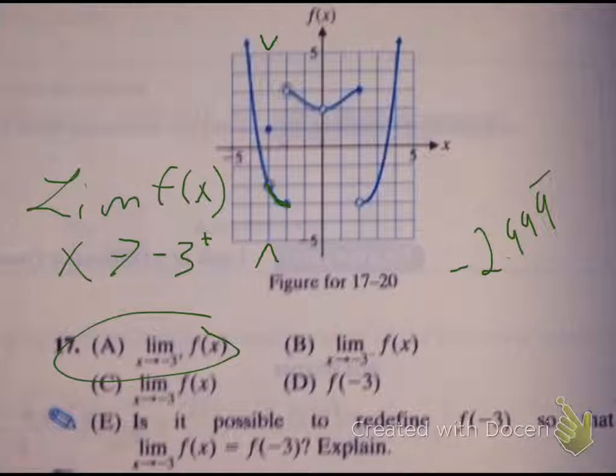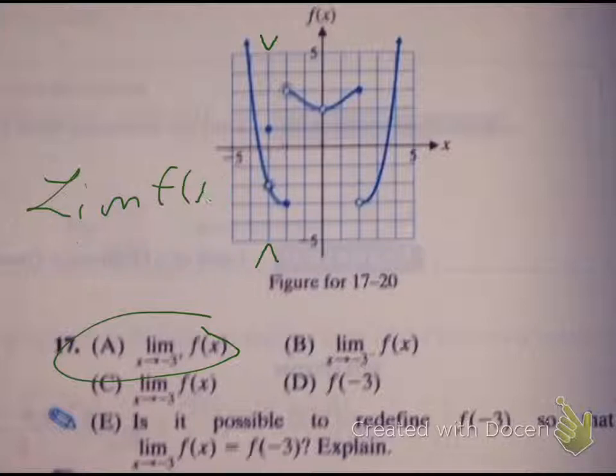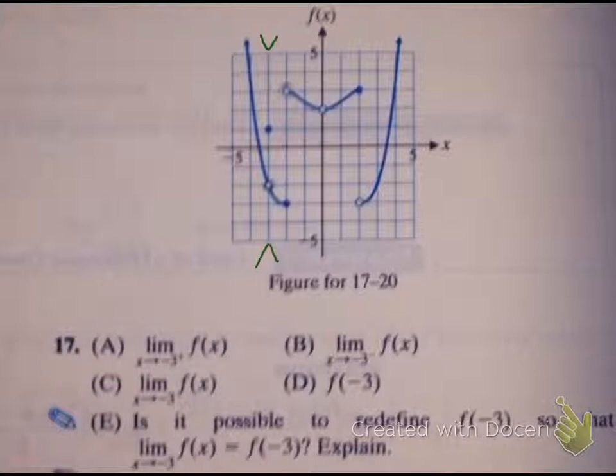But for the limit, we say as close as we possibly can would probably be approximately right here, which on the y-axis is down 0, 1, 2 spaces. So my answer for A would actually be the limit of f of x as I approach -3 from the right hand side is -2.